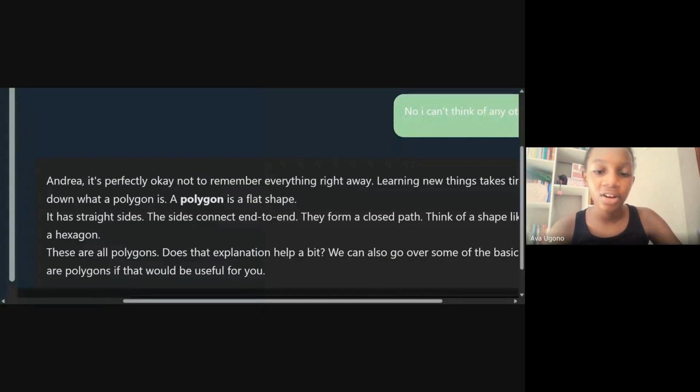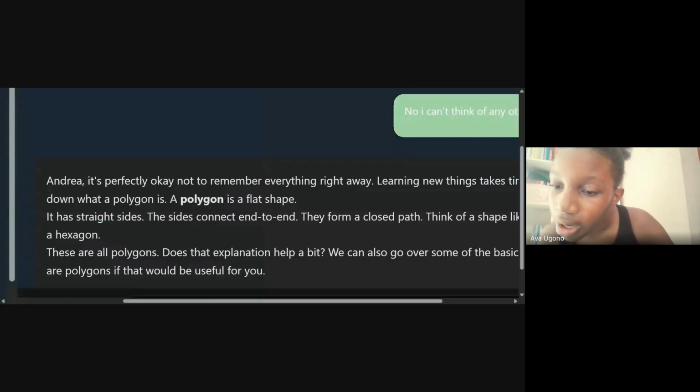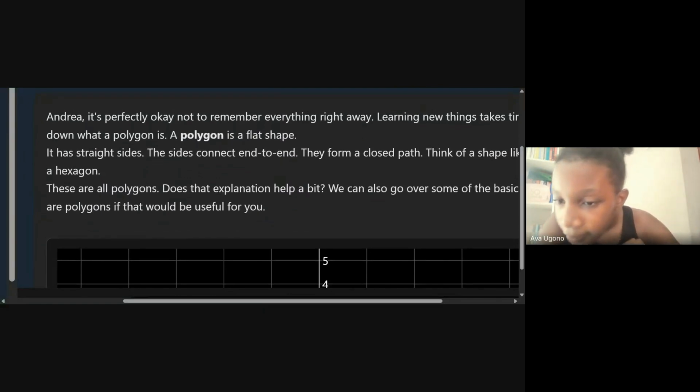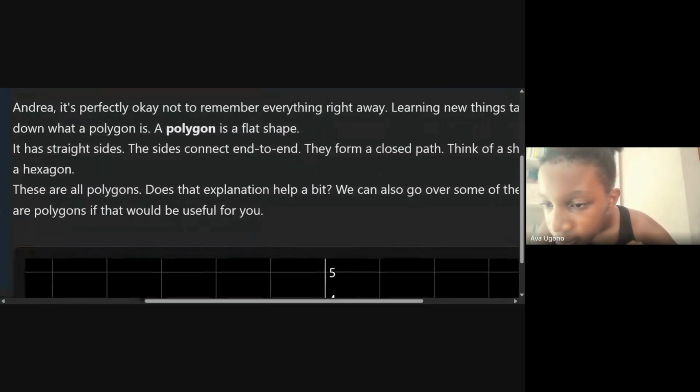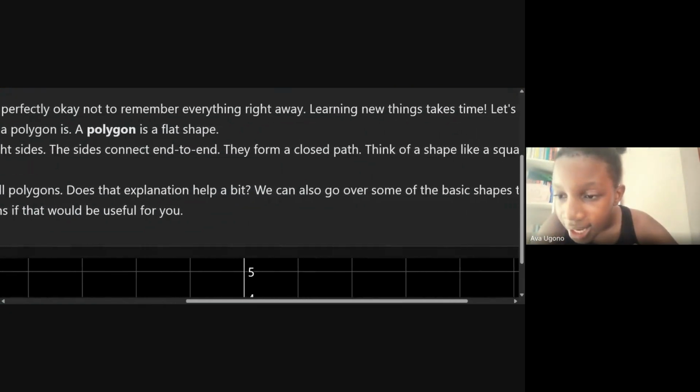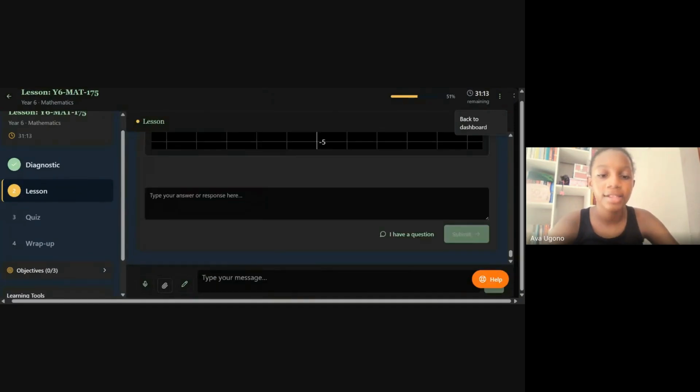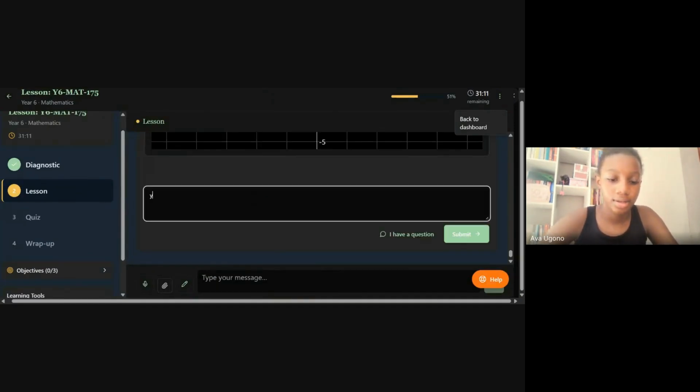Andrea, that's perfectly okay not to remember everything right away. Learning new things takes time. Let's break down what a polygon is. A polygon is a flat shape. It has no straight sides that connect end to end. They form a closed path. Think of a shape like a square or a hexagon. These are all polygons. Does that explanation help a bit? Yes, the X.